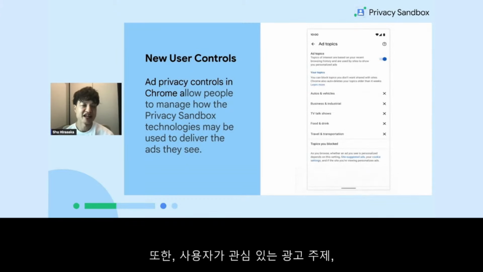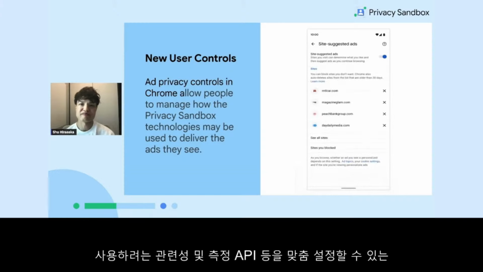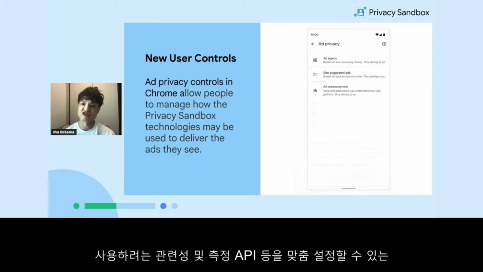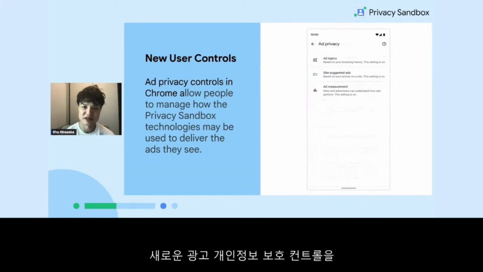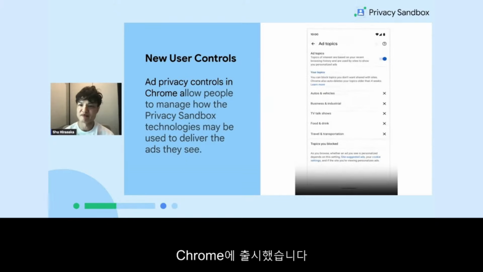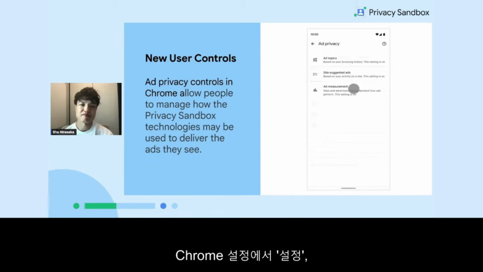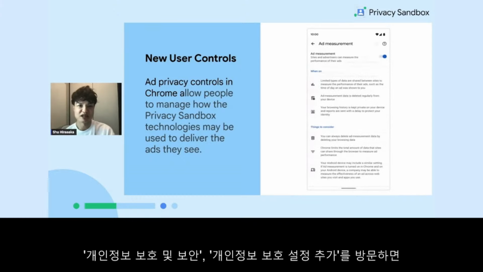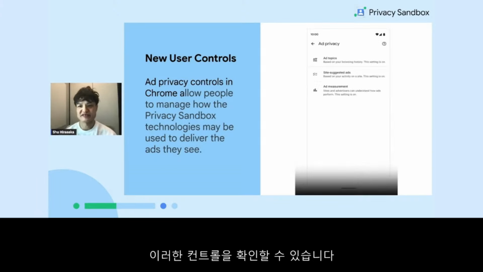Now, as a reminder, we've also rolled out the new ad privacy controls in Chrome that allow people to customize what ad topics they're interested in, what relevance and measurement APIs they want enabled, and more. You can view these controls in Chrome by visiting Settings, Privacy and Security, Ad Privacy controls in Chrome.